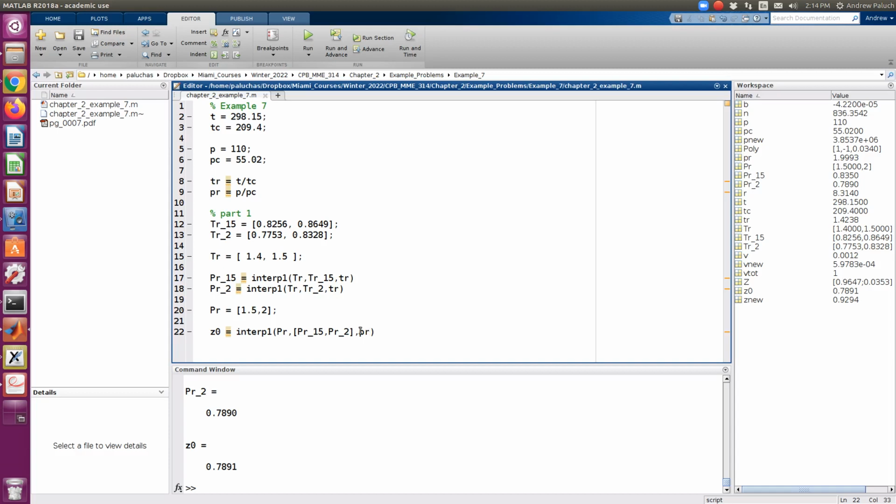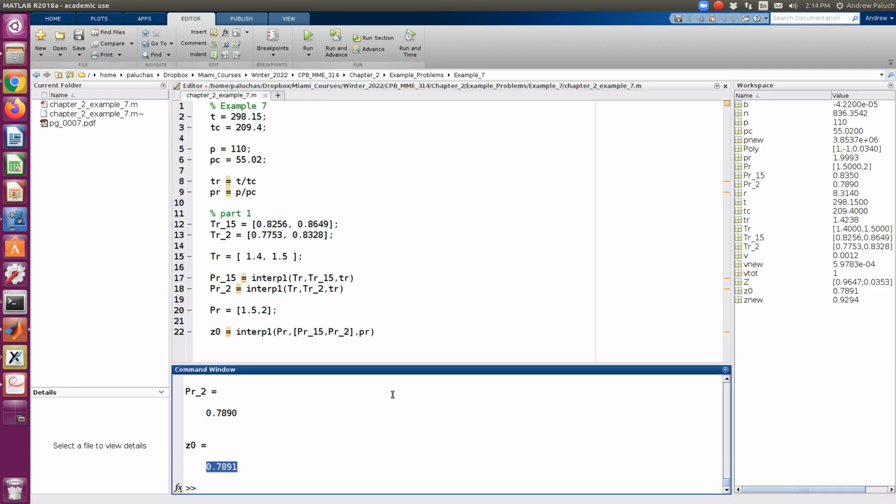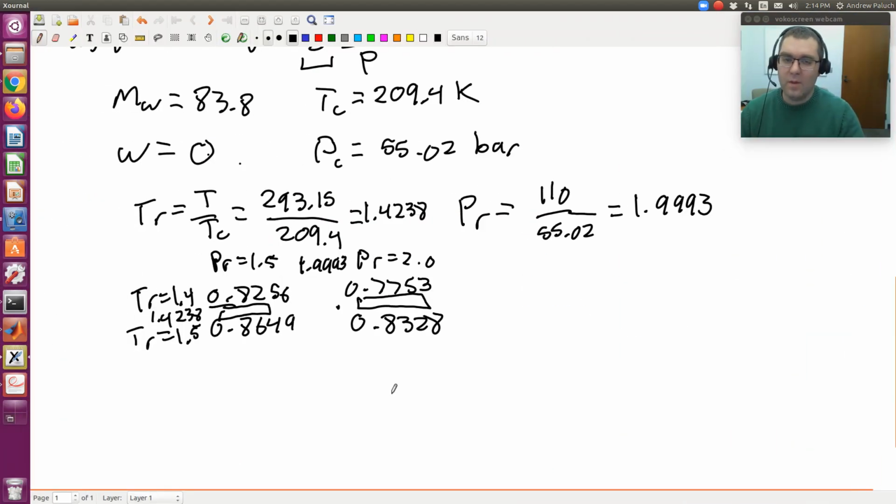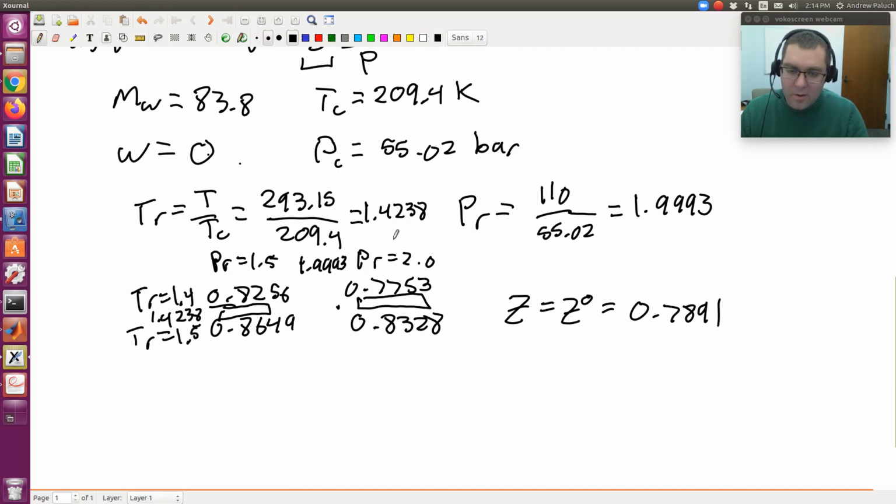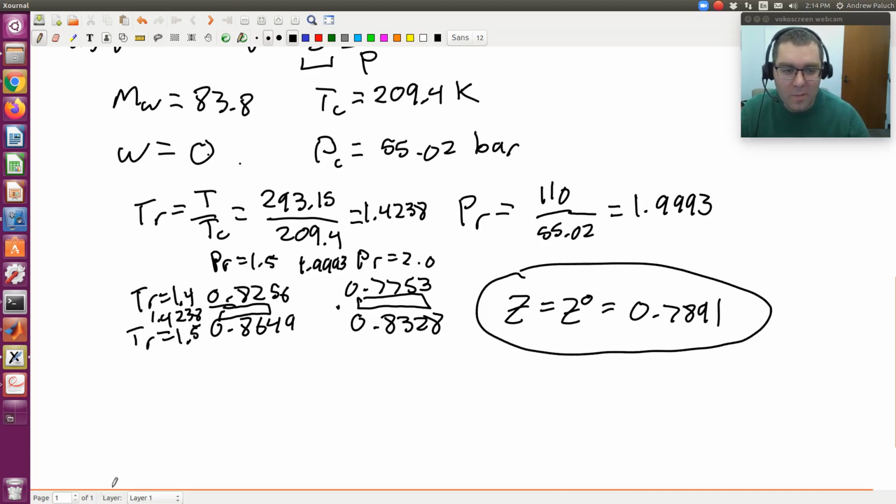And now I want to interpolate and get the value at my actual reduced pressure. Doing so, I get a Z naught of 0.7891. So I get Z, which is equal to Z naught, in this case 0.7891. And that seems reasonable. We could have rounded and just put ourselves in this column here. So 0.7891 is between these two values and closer to the lower bound, which makes sense because my reduced temperature is closer to my lower bound. All right, so I have Z. I use my Lee-Kesler method and calculate Z.